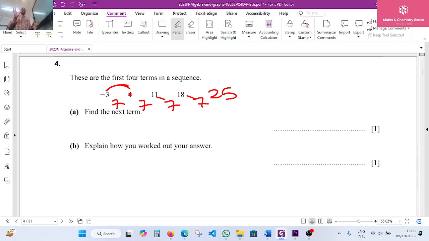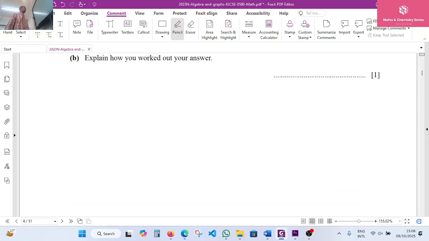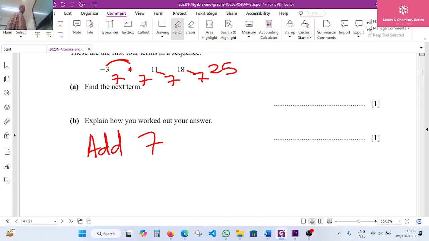If it's common, then we know that will be an arithmetic sequence where we just continuously add the common difference. So our explanation will be: in the pattern we are always adding 7. Sorry, not 8, but we're starting with negative 3.